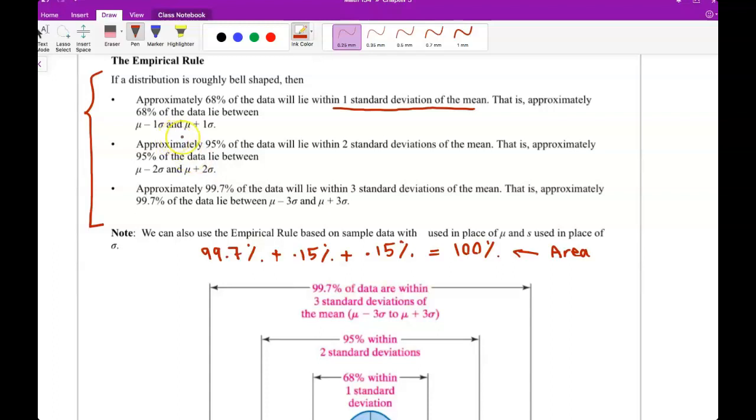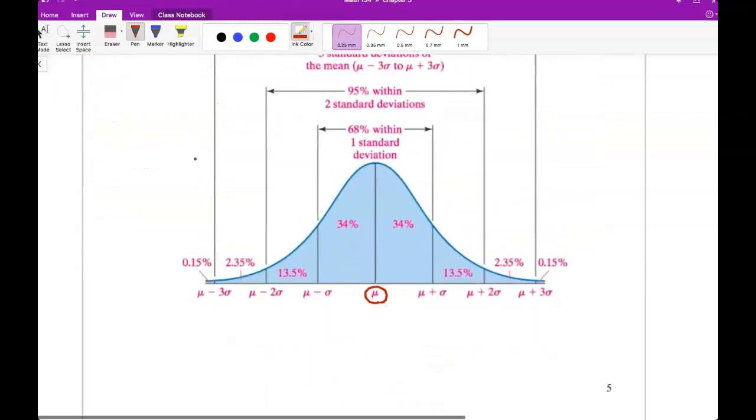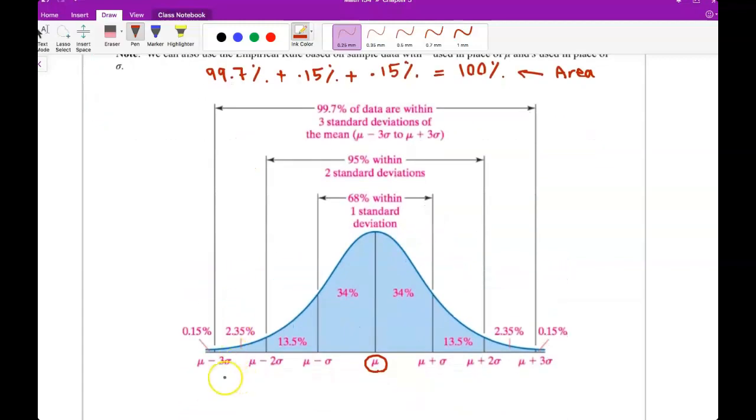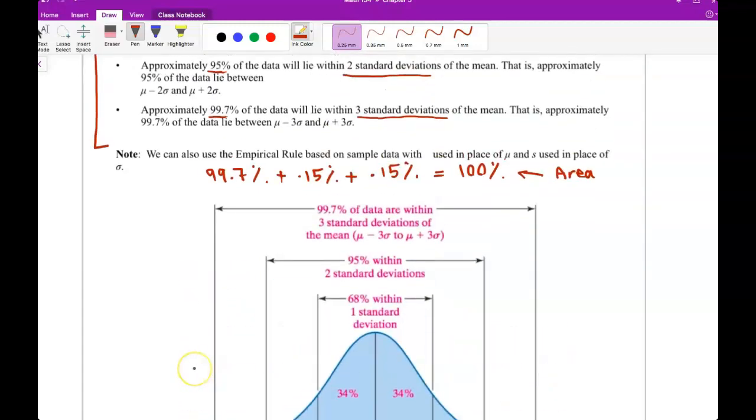So we have all these here again. Once again, 68% is within 1 standard deviation, 95% is within 2 standard deviations, 99.7% within 3 standard deviations of the mean. So it's 3 standard deviations of the mean. That's why we're finding the difference between the mean and 3 standard deviations. Or in other words, it's better to say 3 standard deviations of the mean.